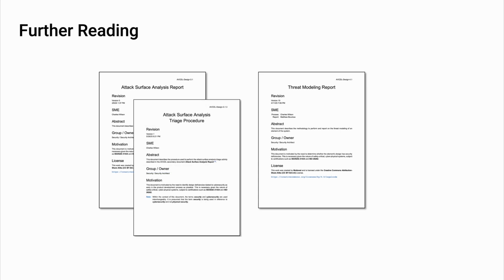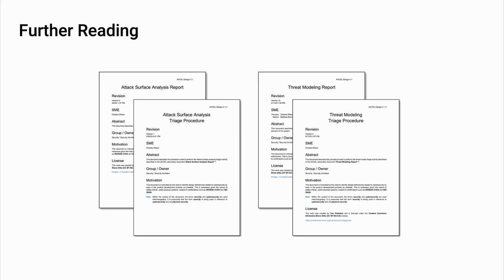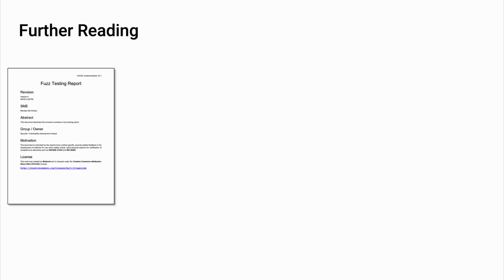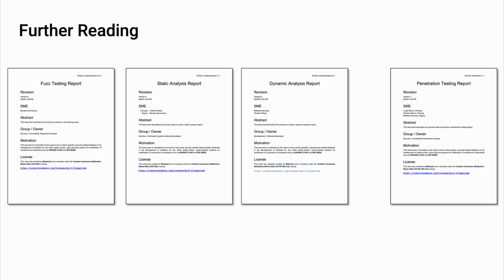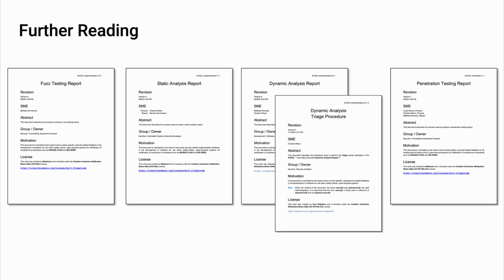To go along with these are the Attack Surface Analysis Triage Procedure and the Threat Modeling Triage Procedure, which detail how triage specifically works for those two processes. In the area of implementation analysis, we have the Fuzz Testing Report, Static Analysis Report, Dynamic Analysis Report, and Penetration Testing Report process documents. At the time of this recording, only the Dynamic Analysis Triage Procedure is available. As time progresses, the triage procedures for the other implementation processes will be added to the repository.